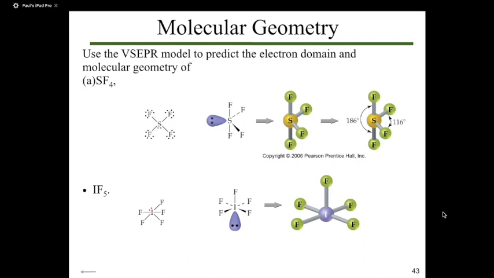SF4. If you take a look at it, it has 1, 2, 3, 4, 5 bonding pairs with 1 non-bonding pair. And if you look at it this way, it doesn't look like it's shaped, but if you look at it this way, it is the seesaw. And then something really oddball, iodine pentafluoride. And if you look around that, there are 6 bonding domains. And if you take 1 off, because there's 1 non-bonding pair, then it is a square pyramid, square pyramidal.